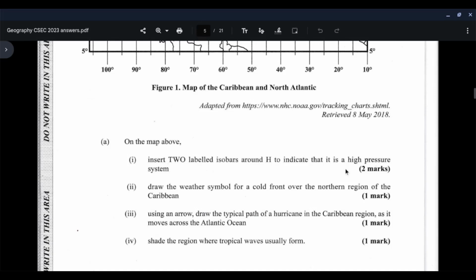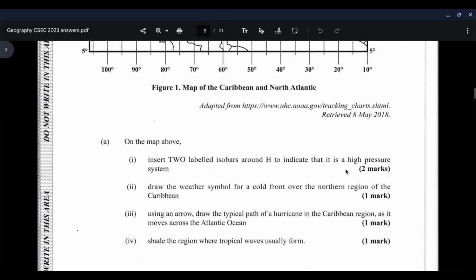One, you're going to insert two shaded isobars around H to indicate that it's a high pressure system, and that's 2 marks. You're going to draw the weather symbol for a cold front over the northern region of the Caribbean, that's 1 mark. You're going to use an arrow to draw the typical path of a hurricane in the Caribbean region as it moves across the Atlantic Ocean, and you are going to shade the region where tropical waves usually form. So on this blank map, you have four things that you need to do.